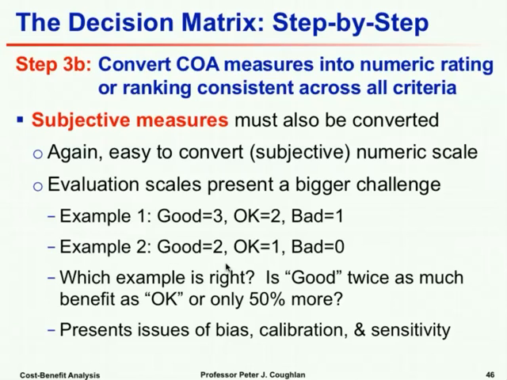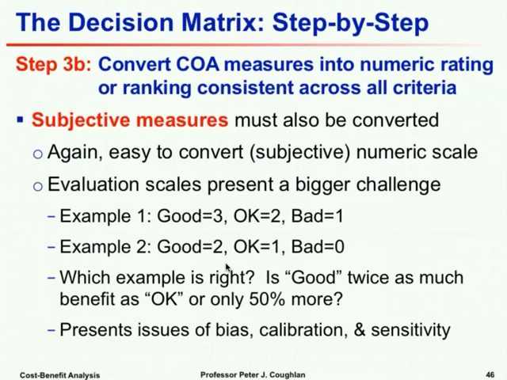Here's an example. Suppose you just have 3 buckets: good, okay, and bad. In one case, let's say you're going to assign good a rating of 3, okay a rating of 2, bad a rating of 1. Another one, good a rating of 2, okay a rating of 1, bad a rating of 0. Well, which is right? They might seem to not matter, but it does. The idea is that in one case, good is twice as good as okay, whereas in another, good is only 50% better than okay.